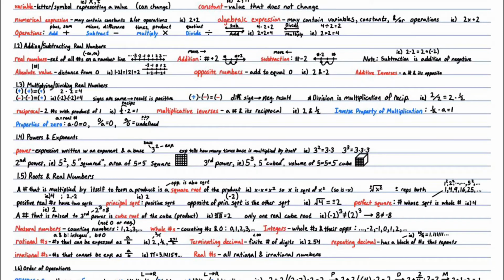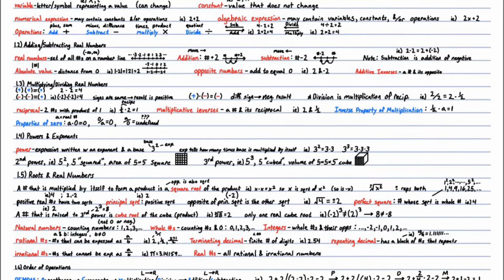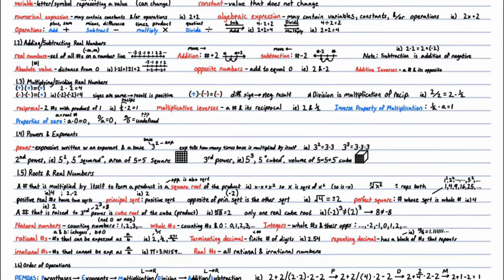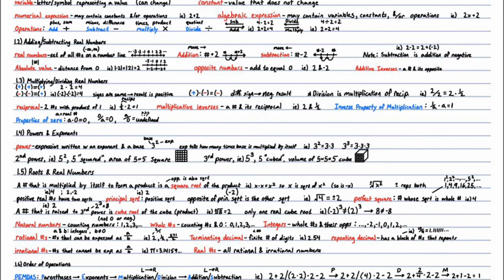Multiplying and dividing real numbers. Positive times positive equals positive. Negative times negative equals positive. If the signs of the factors are the same, the product is positive. A positive times a negative equals a negative.